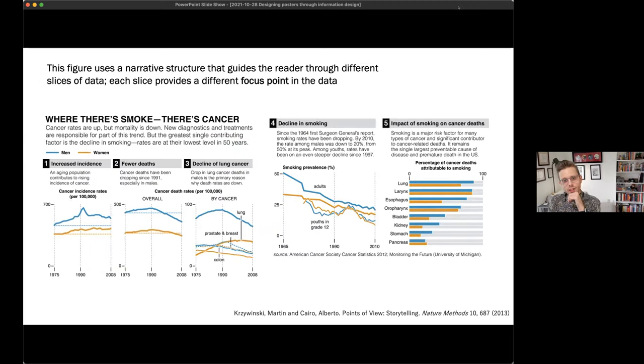This particular figure uses a narrative structure that guides the reader through different slices of content. And each slice is a single visualization, and each slice provides a different focus point in the data. In this example here, the focus points are all very clearly differentiated from each other in very explicit ways.